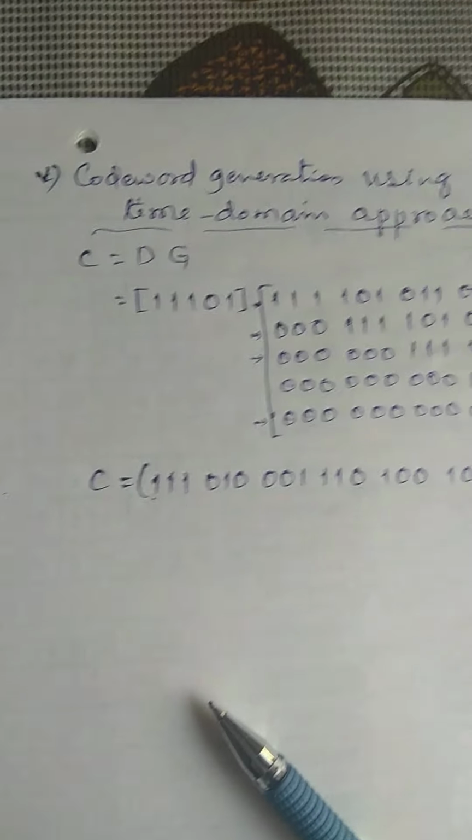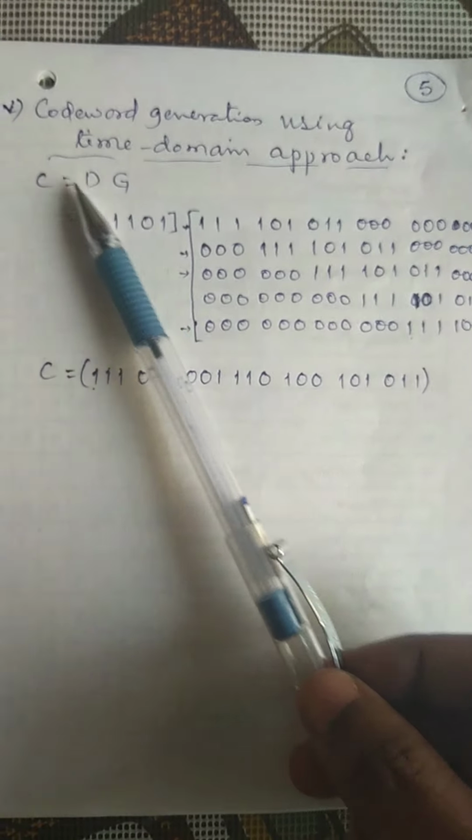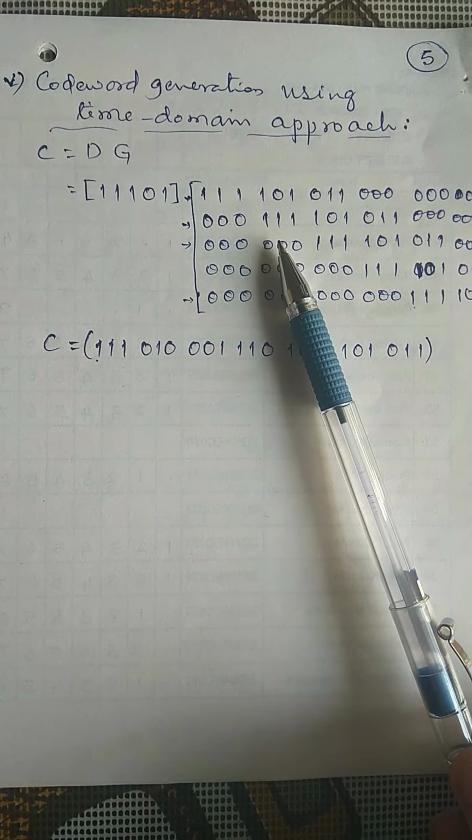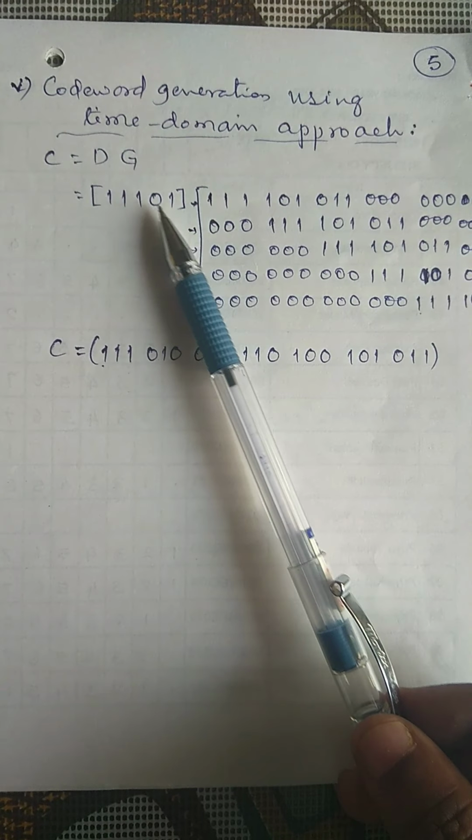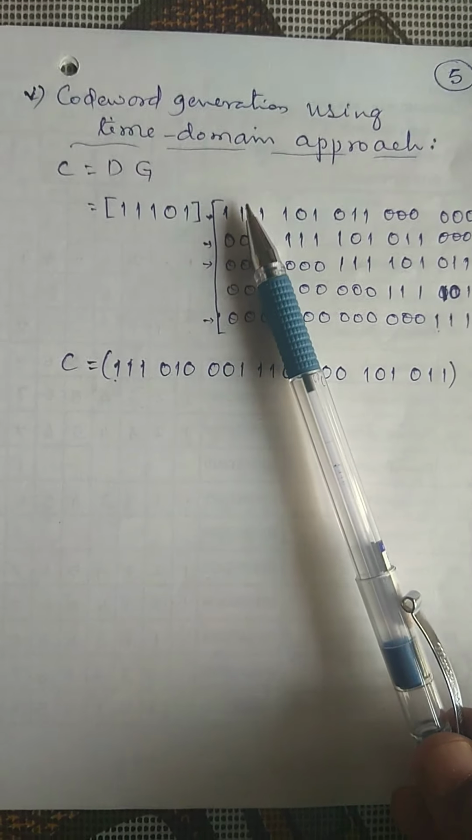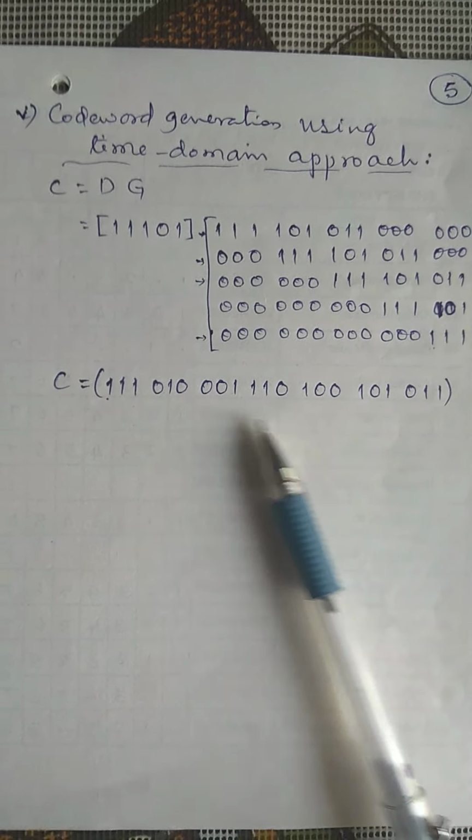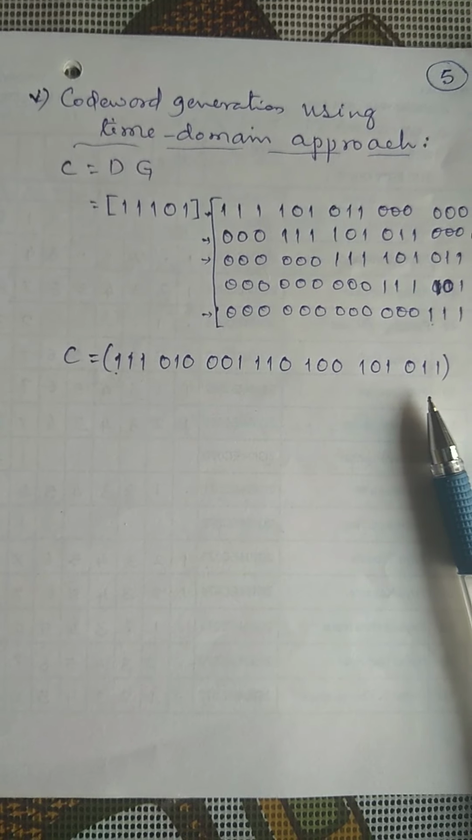Then the generation of the code word in the time domain approach. It is simply the matrix multiplication of the message with the generator matrix, and the fourth row is multiplied with 0. So we consider the first row, second row, third row, and obtain the bits. So this is the convolution code using the time domain approach.